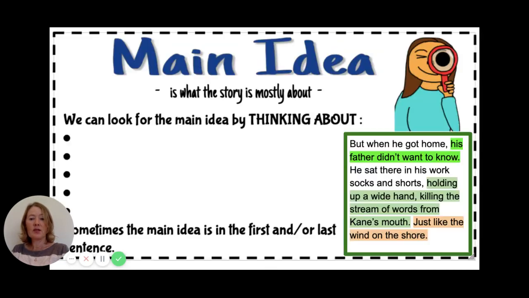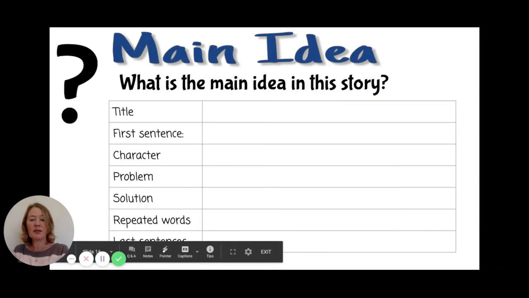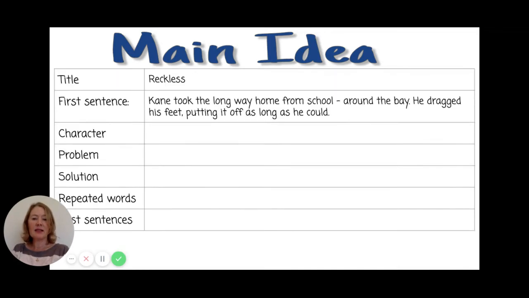Oops, here we go. So what is the main idea in the entire story? I'm having trouble finding my stuff here. So we can use the title, first sentence, character, problem, solution, and repeated words to work our way through what is this whole story. What is the author trying to tell us? What is the main idea?